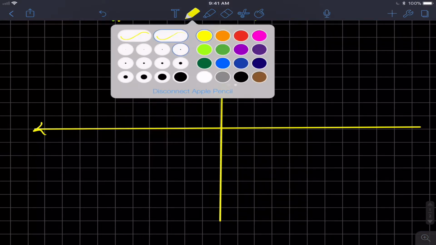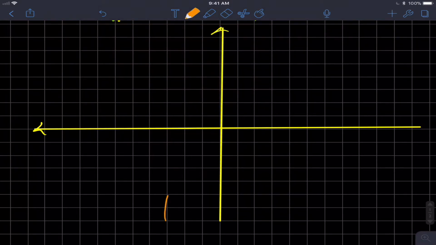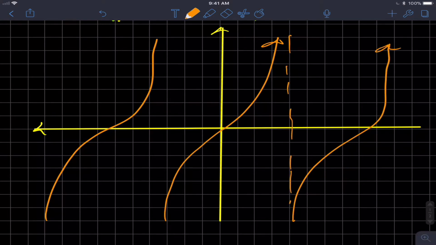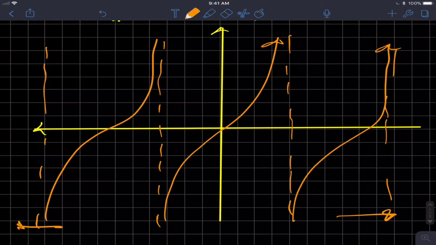Okay? But then our tangent function looks sort of like this. And then there's another one over here, and another one over here. And in between we have these asymptotes, which I described earlier, and it just repeats. Okay? It just keeps going, it keeps going that way, and it keeps going that way. And they look like that. And the middle one goes right through the origin.